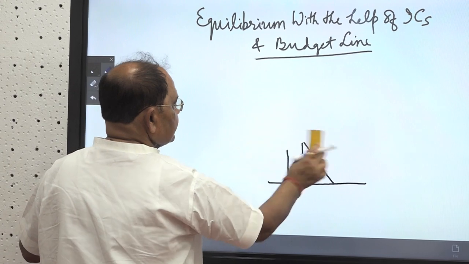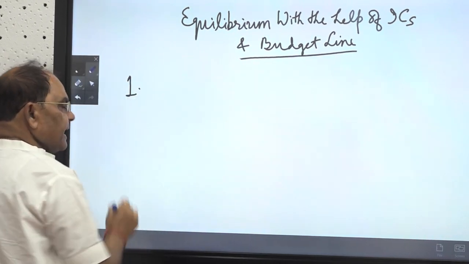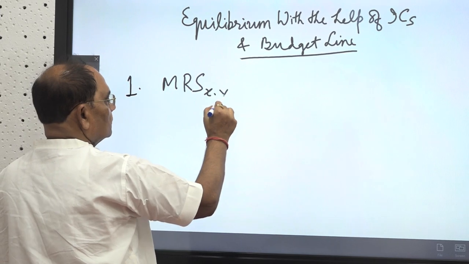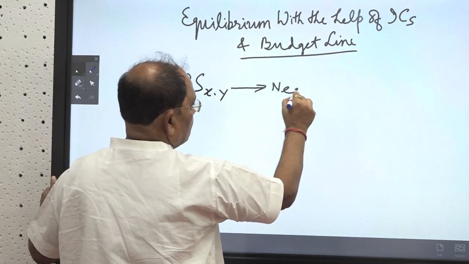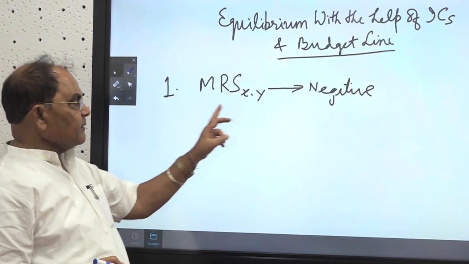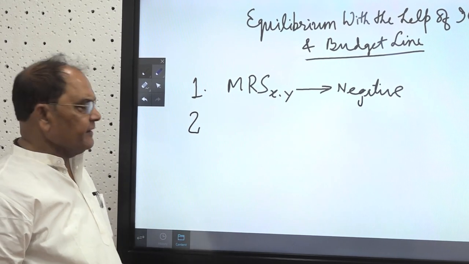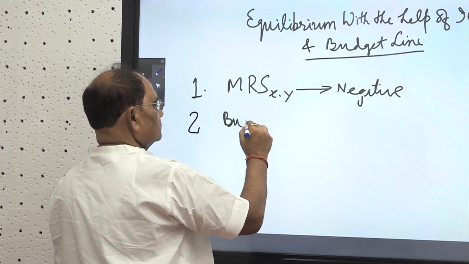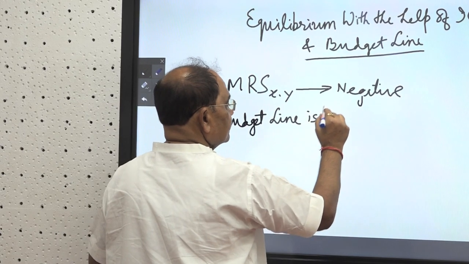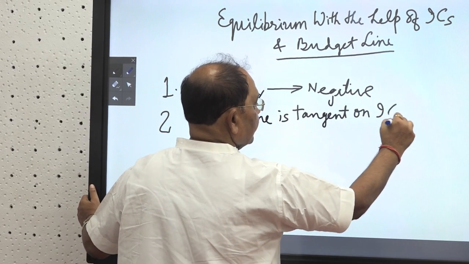In order to understand the equilibrium with the help of indifference curves, the first condition that should be satisfied is that MRS XY should be negative. And number two, the budget line should be tangent on the indifference curve.